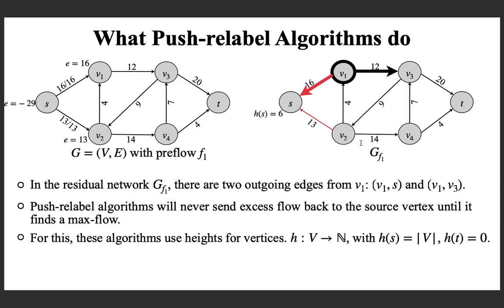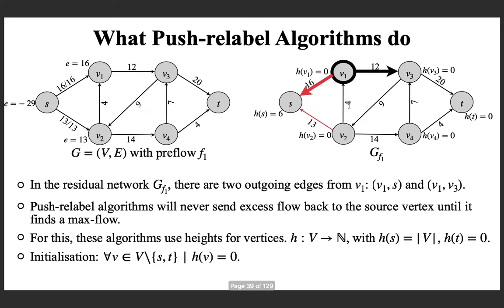Assume that this network is modeling water flow from a water tank to a house. So the level or the height of the water tank should be greater than the height of the sink. Basically that is what height is representing. And to start with, all intermediate vertices can take a height value 0. So note that for the source, the height is the number of vertices, for the sink the height is 0, and for all intermediate vertices the height is 0.